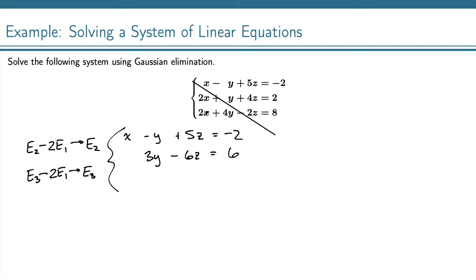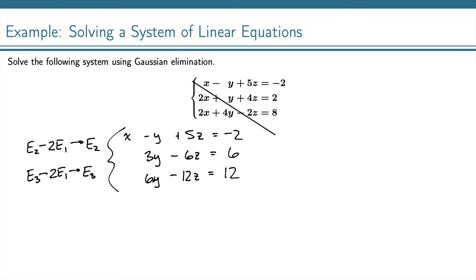And then with equation 3, same thing, 2x minus 2x is 0. 4y minus negative 2y is plus 2y, which is 6y. Negative 2z minus 10z is negative 12z. And then 8 minus a negative 4 is plus 4, which is 12. So I've got my zeros right there. And now I just need to get a 0 in this spot right here.